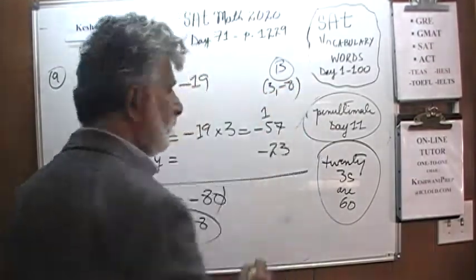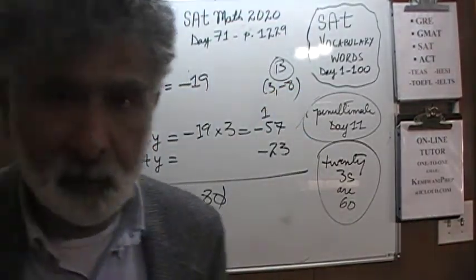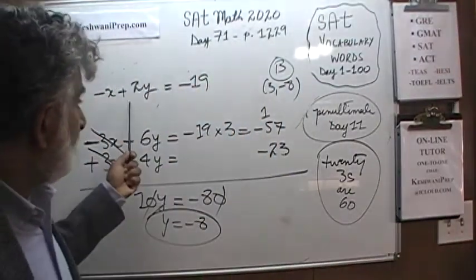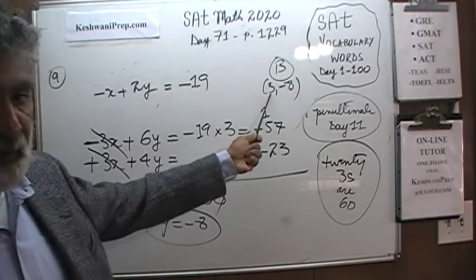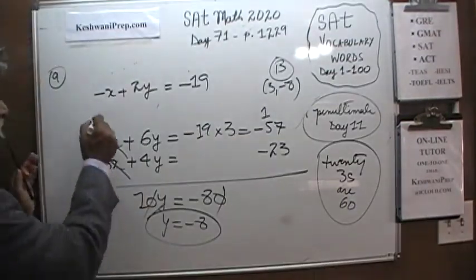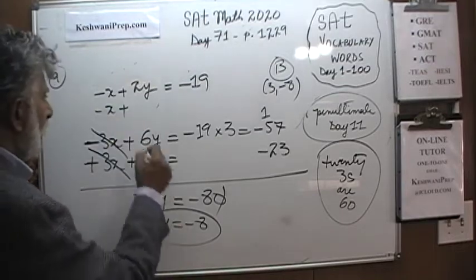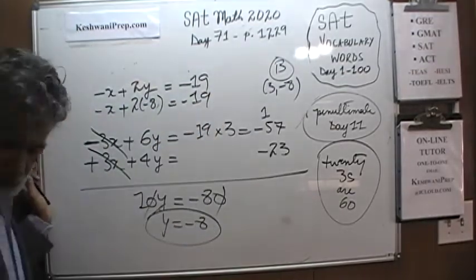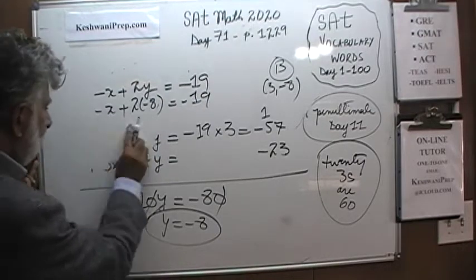So if you want to spend a couple of seconds just to buy insurance to make sure that we did do the right work, you could put negative 8 in here, and we should find positive 3 for x. Let's find out. Negative x plus 2y, which is 2 times negative 8, is equal to negative 19. We need the room, so I'm going to erase all of this.